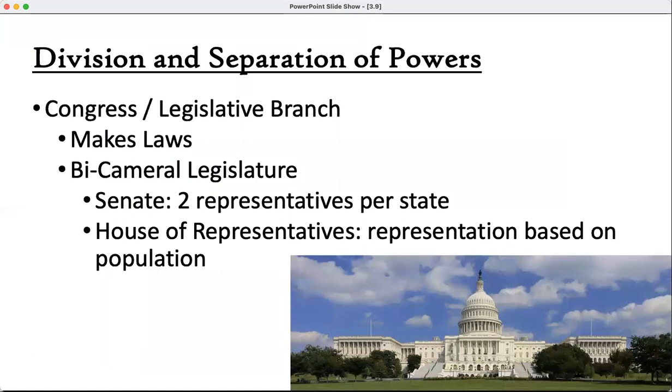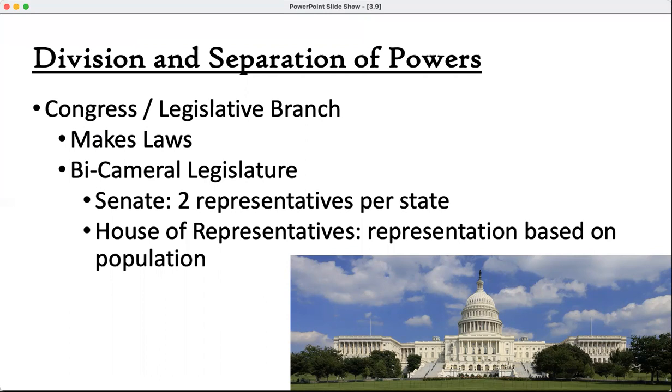So, Article 1 of the Constitution outlines the legislative branch. Our Constitution was designed to be a series of checks and balances. So, the legislative branch makes the laws. That is its primary purpose. So, Article 1, Section 1: Congress makes the laws. Then we dig into the structure of Congress.